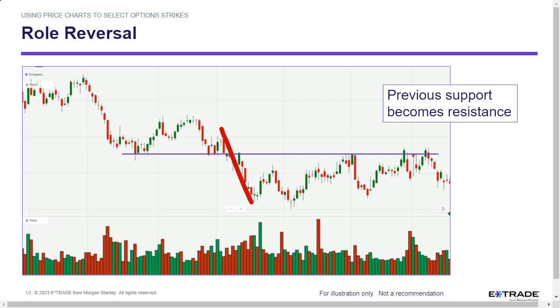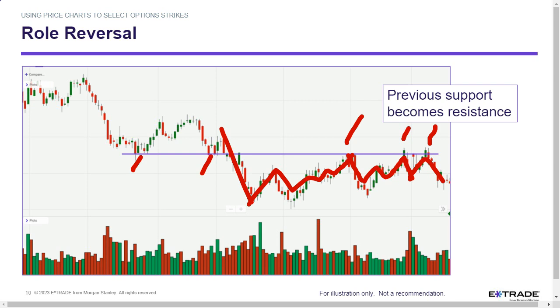And later, when the price comes back up to reach that same level that had previously been support, we see that it tends to exhibit the characteristic of resistance. Boom, it hits the line, resistance. Boom, hits the line, resistance. Now, why does that happen?